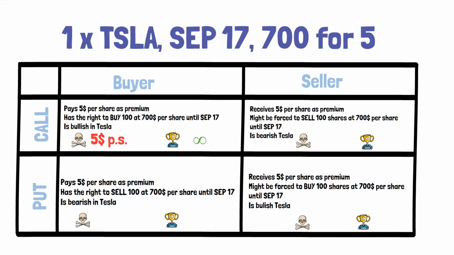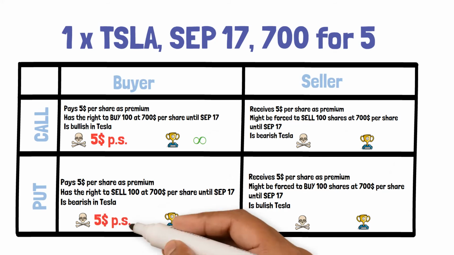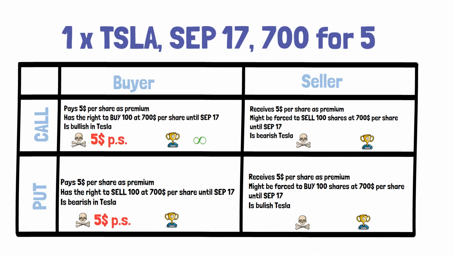If you are buying a put option, your maximum loss will be again the $5 you paid for the premium. You will get your maximum reward if Tesla shares go to zero, since you will be able to buy them for $0 and sell them for $700. Your maximum reward will be then $700 minus the premium paid, $5, $695 per share or $695,000 for each contract.